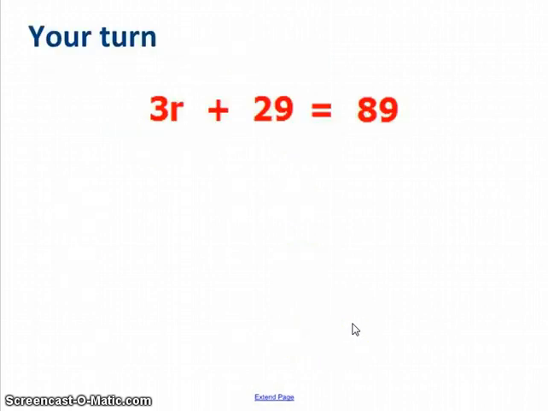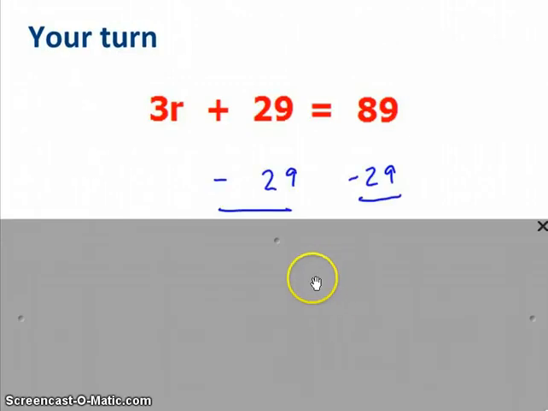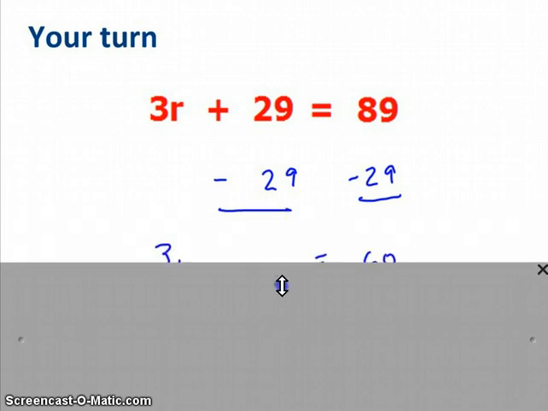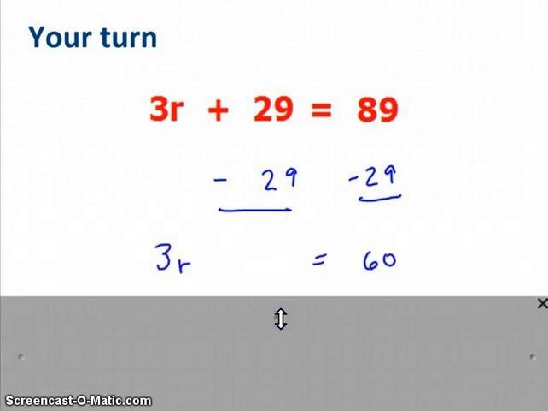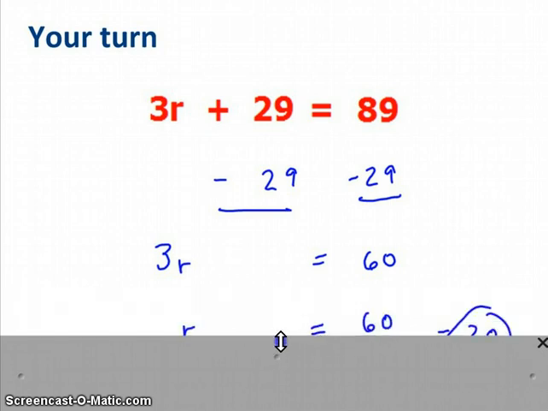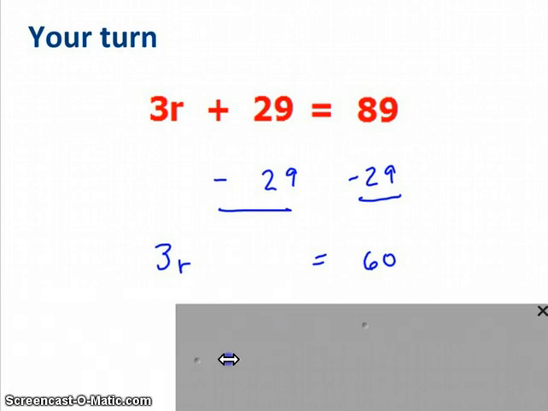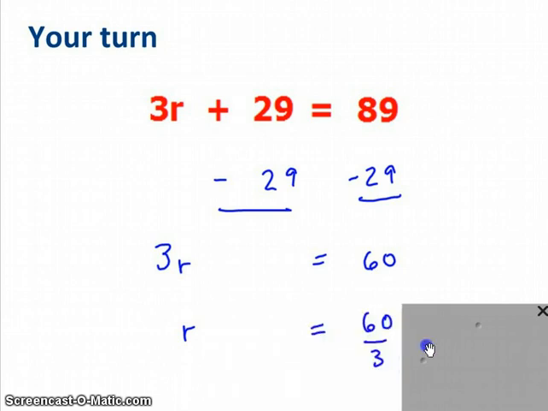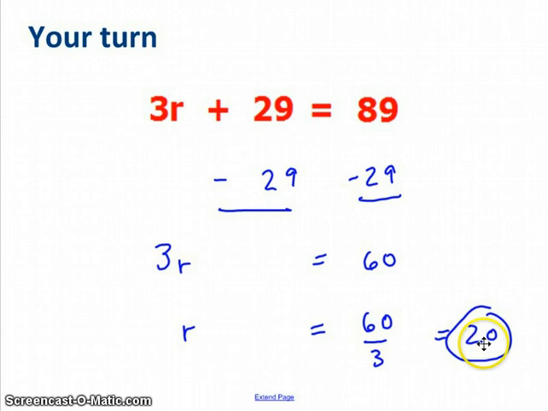Let's do another one. It's your turn. Go ahead and hit the pause button and see if you can figure out what r is. Okay, I'm going to assume that you did that. I hope the first thing that you did was that you subtracted 29 from both sides. If you did that, then the left was just 3r and the right was 60. Then I hope the next thing you did was divide both sides by 3. If you did that, the left side became r and the right side became 60 divided by 3, or 20, and your answer is 20.